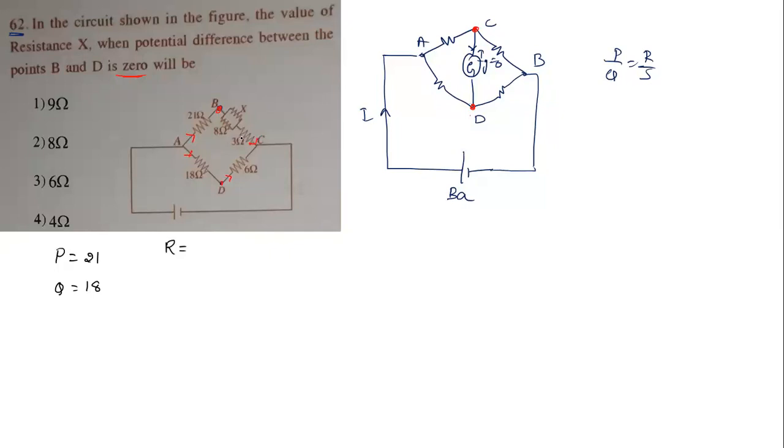For R, 3 resistors are given. The first 2 are parallel, so I'm going to write 8x by 8 plus x, plus 3 ohm. I'm writing this formula directly: these 2 are parallel, so their effective resistance is R1 R2 by R1 plus R2, and this is in series with 3 ohm. Plus 3 ohm. And S is 6 ohm. Where the unit is not mentioned, of course, it is ohm.